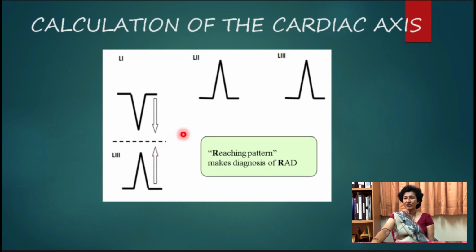In the presence of positive polarity in lead 2, this makes the diagnosis of right axis deviation. So it is easy to remember. Reaching pattern starts from the letter R and right axis deviation starts from the letter R. So if you see positive polarity in lead 2 with reaching pattern in lead 1 and lead 3, you can make the diagnosis of right axis deviation.